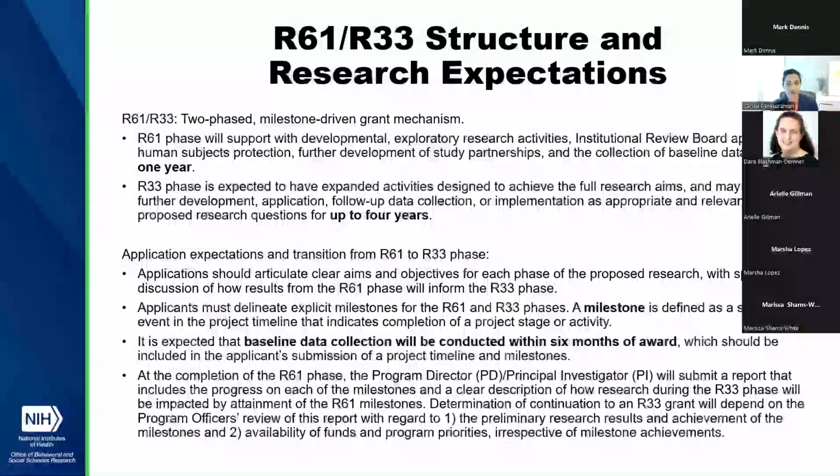So a little bit of the brass tacks of the structure of this particular mechanism. This is an R61, R33. This is a two-phased milestone-driven grant mechanism. The first part is the R61 phase. This will support developmental exploratory research activities, IRB approval for human subjects protection, further development of study partnerships, and the collection of baseline data for up to 1 year.